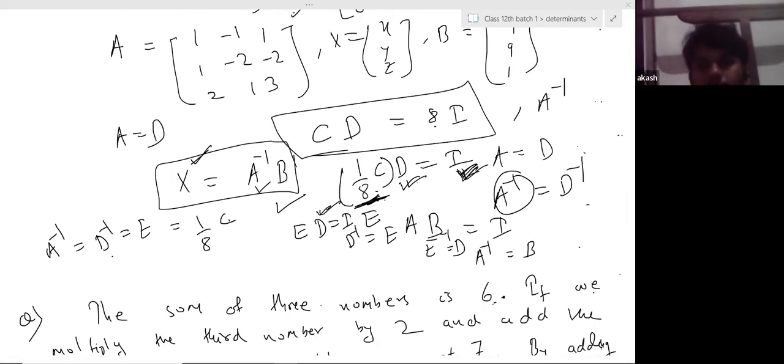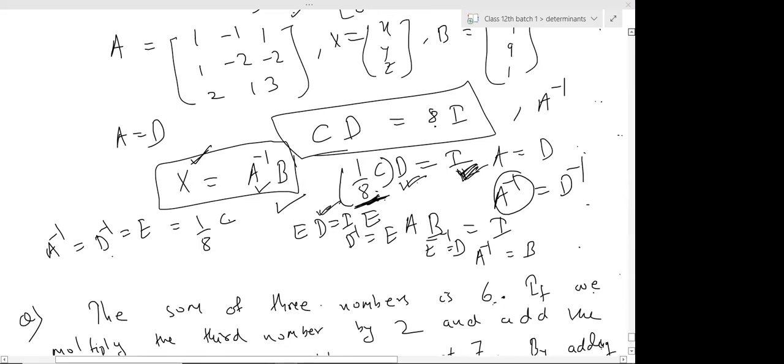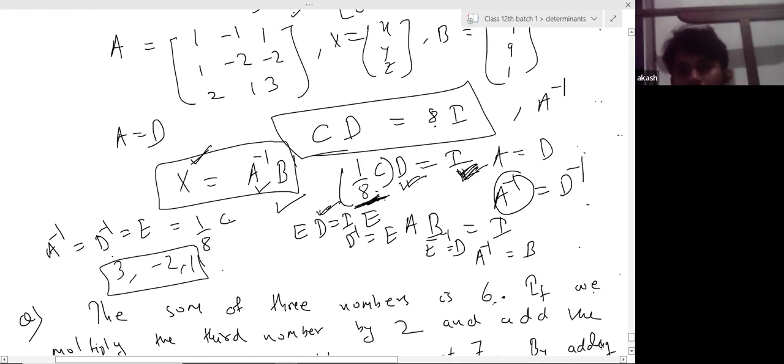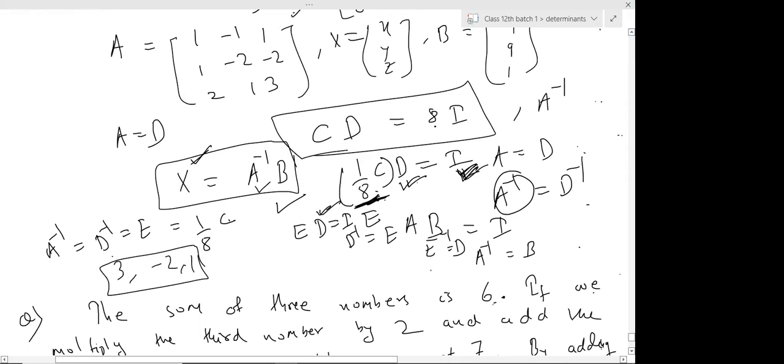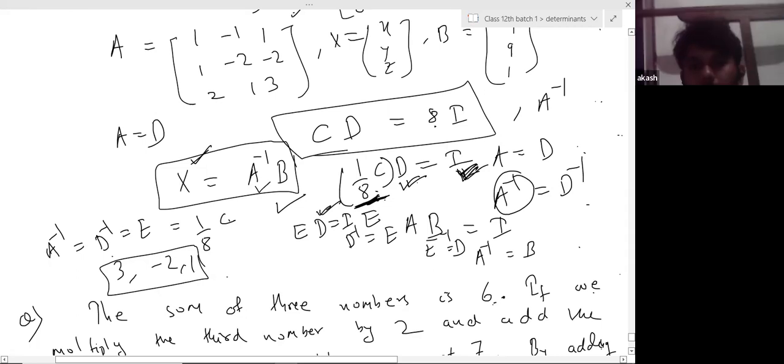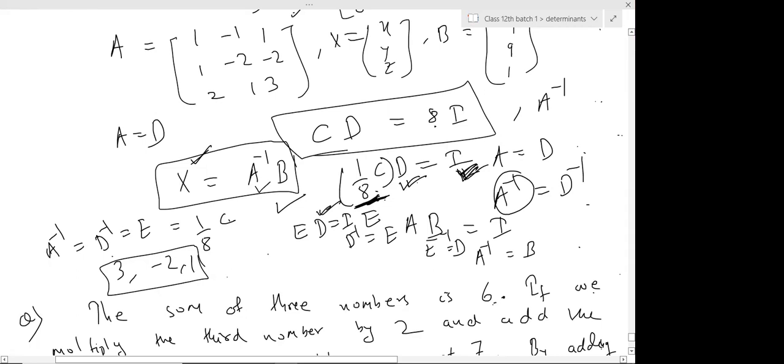Anyone solve this? X is 3, Y is -2, and Z is 1. Right, I don't have the answer here. Let's match others' answers. Krishna, have you solved this? No, sir. Ronaldo? So x is 3, y is -2, z is -1. Yes. Kulsum, are you getting -1? Alright.